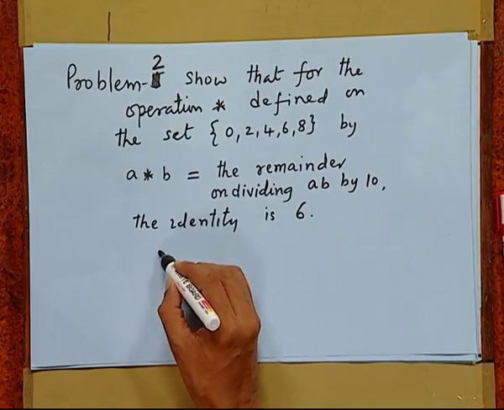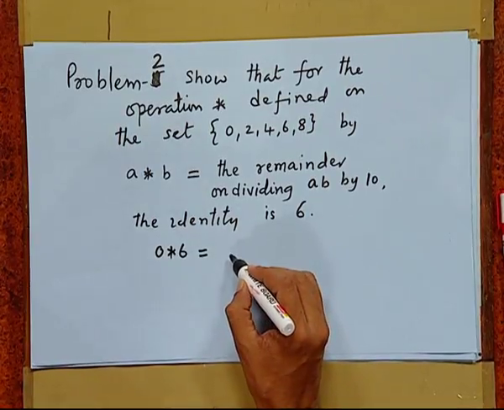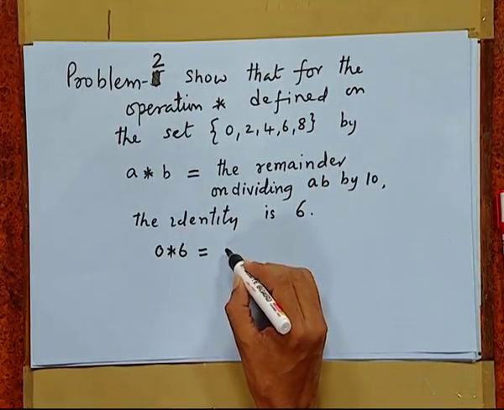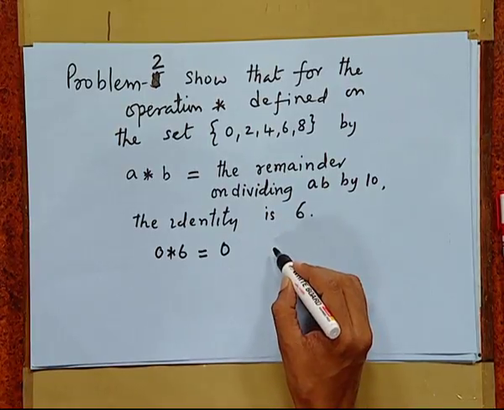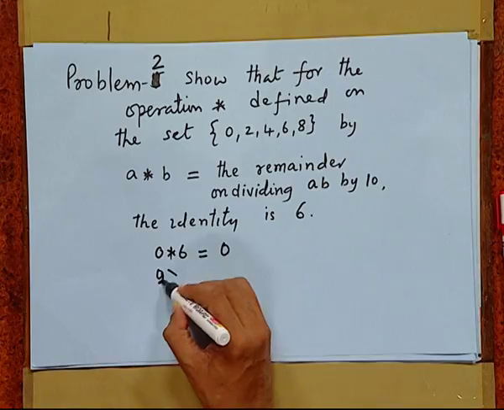We have 0 star 6 equal to remainder, it is 0, because 0 star 6 is 0, we divide it by 10, the remainder is 0. Let us take 0 star 2 star 6.